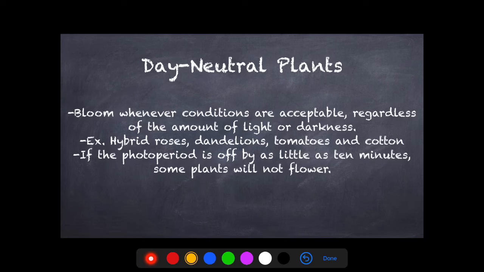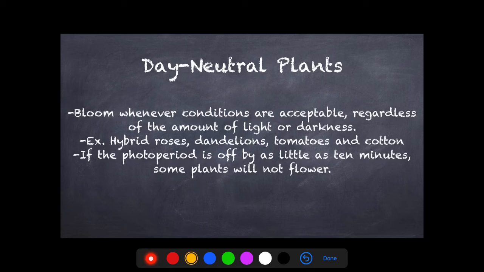Then there's also something called day neutral plants. Kind of like the title says, these can bloom or produce fruit no matter what the condition is. So they're not favorable towards a lot of daytime or a lot of nighttime. They can pretty much grow and produce whatever they need to, no matter how much light or darkness that they get. So for example, roses, dandelions, tomatoes, cotton, these are all examples of plants that can bloom whether they have short days or short nights.